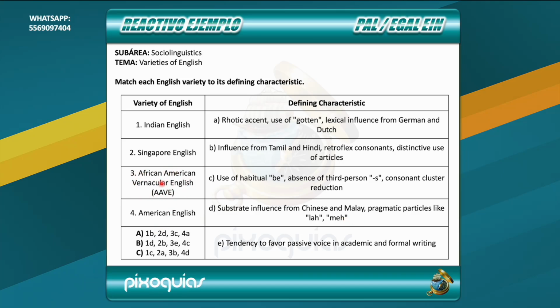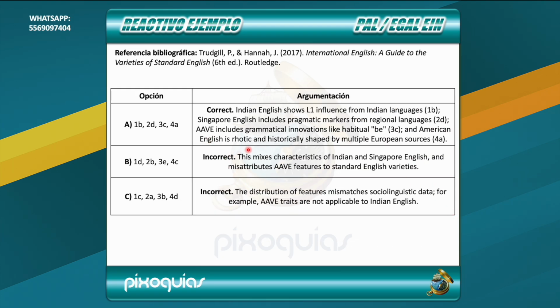3, African American Vernacular English, AAVE, with C, is the use of habitual be, absence of third person s, and consonant cluster reduction. And finally 4, American English, with A, rhotic accent, lexical influence from German and Dutch. Well, we can see here why the correct match is like this, while B and C are incorrect.